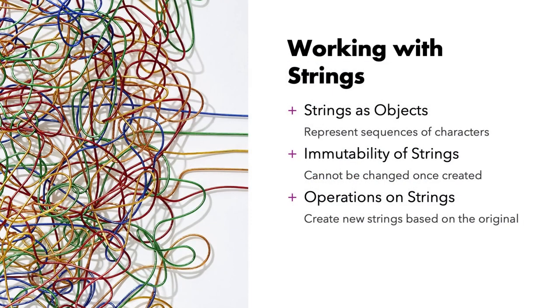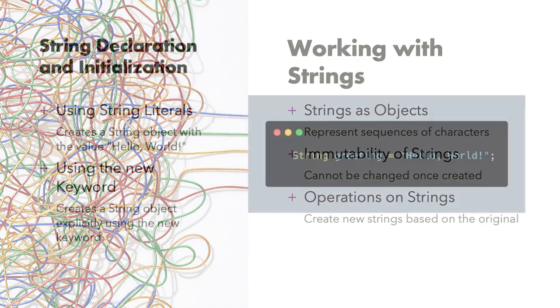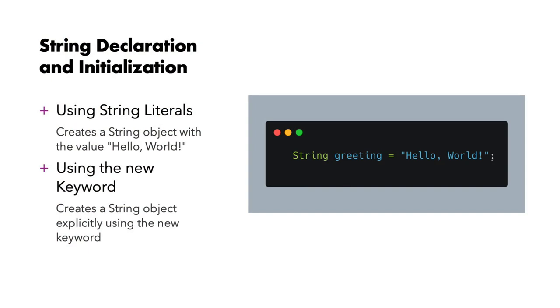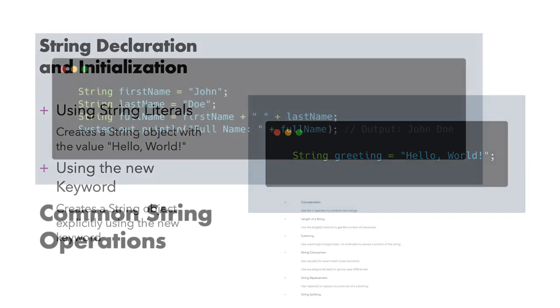In Java, strings are objects that represent a sequence of characters. They are immutable, meaning they cannot be changed once created. Various operations can be performed on strings to create new ones based on the original. In Java, you can create string objects in two ways. Use string literals or the new keyword. String literals directly create a string object with a specified value, while the new keyword explicitly creates a string object.